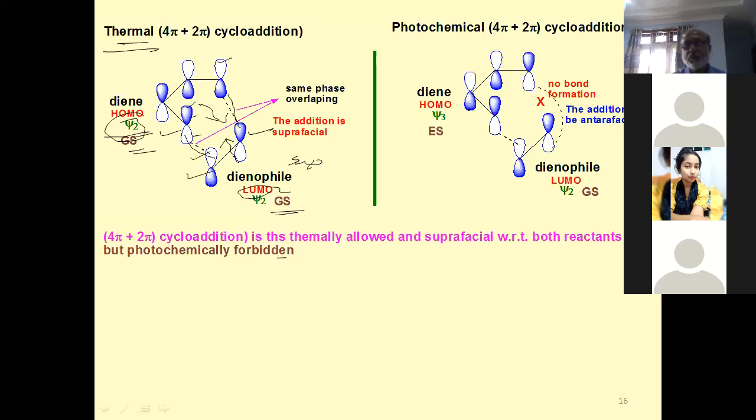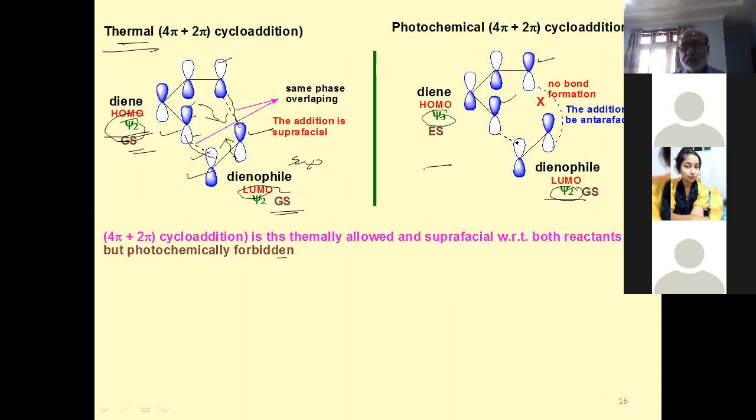Okay, let us come to photochemical. In the photochemical, what happens? Your HOMO becomes Psi3. Psi3 has both terminal lobes symmetric. It has to overlap with the LUMO of the dienophile. The dienophile is an alkene, whose LUMO is Psi2, which is antisymmetric.